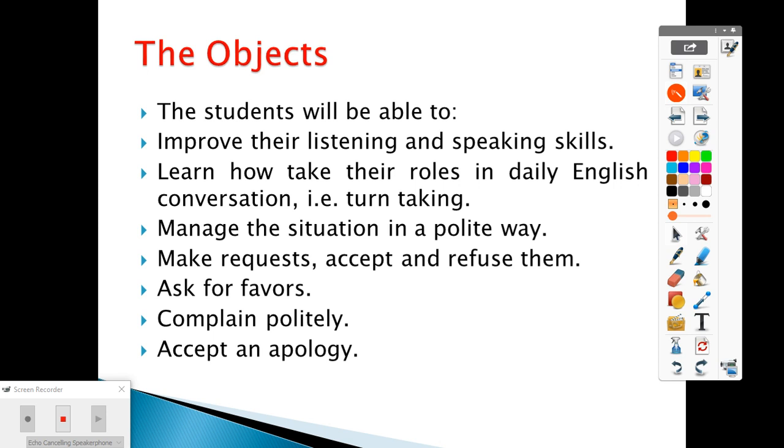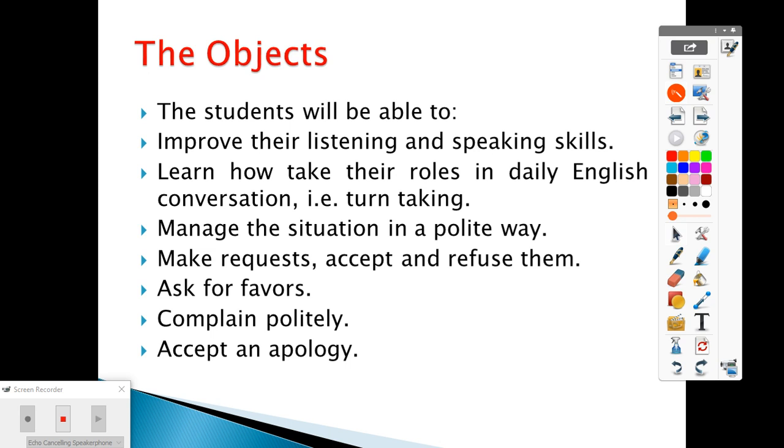Now the first one is that the students will be able to... you, as a student, will be able, inshallah, to achieve these 7 objectives of the lecture. Each one should be followed by an infinitive verb: improve, learn, manage, make, ask, complain, accept, without -ing, without any suffix. So the first one: improve their listening and speaking skills.